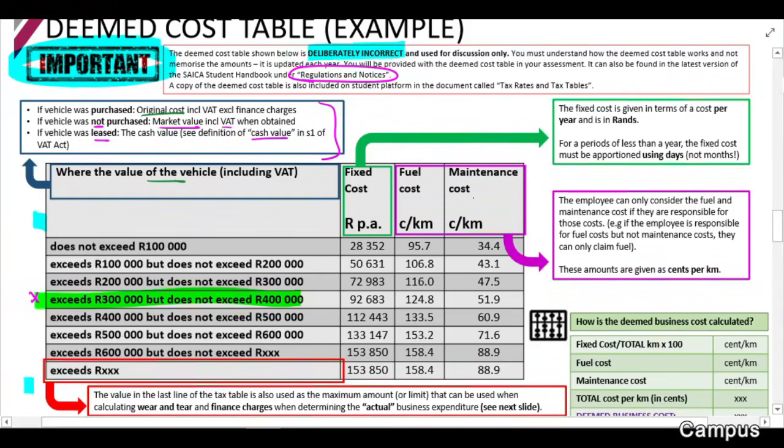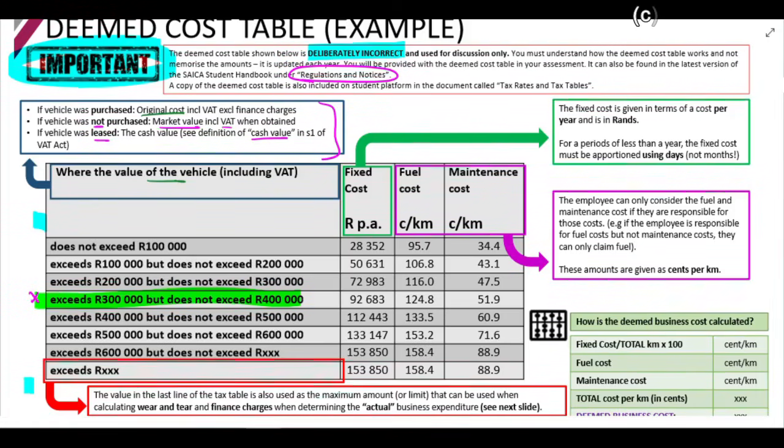Fuel cost is exactly what it implies. Sorry, maintenance cost is just separate. It's not included in that fixed cost. It's more like repairs and things included here. You get the fuel cost and the maintenance cost if you are responsible for it. So if your employer pays you an allowance, you need to still be responsible, pay all the fuel yourself and pay all the maintenance costs yourself to claim these costs. If, for example, your employer covers those costs as well, you can't get it.